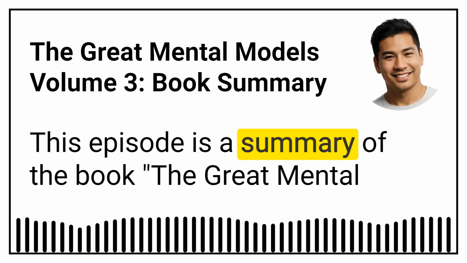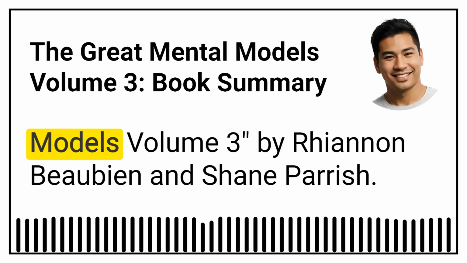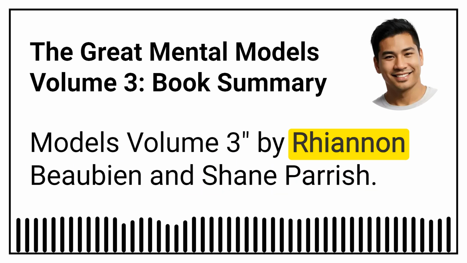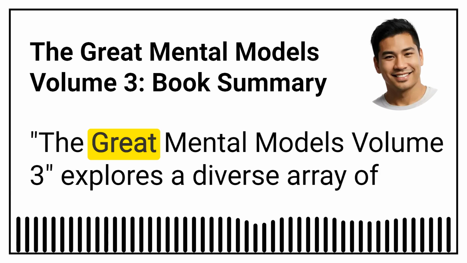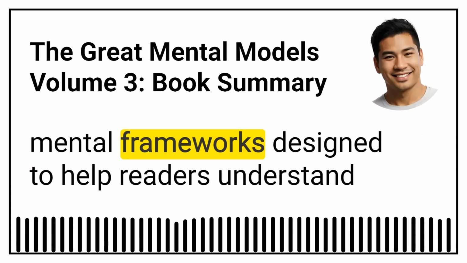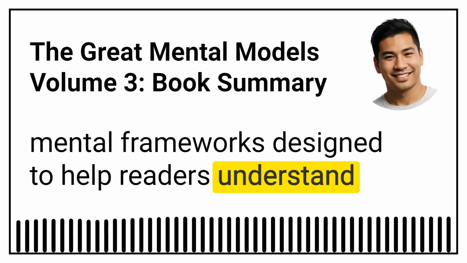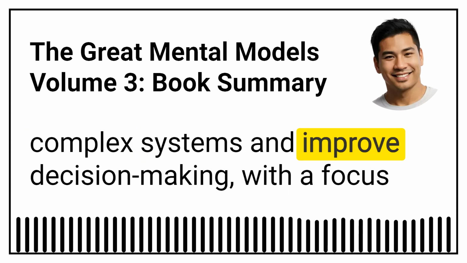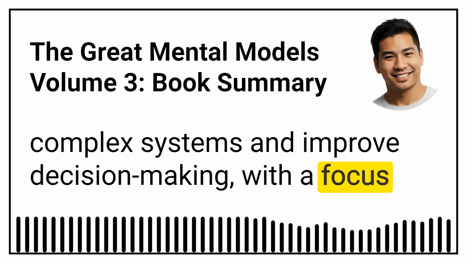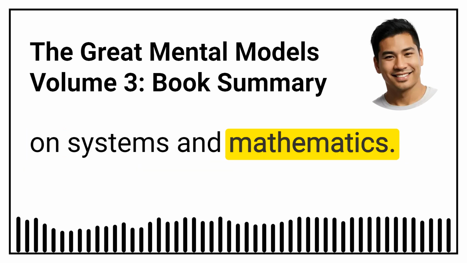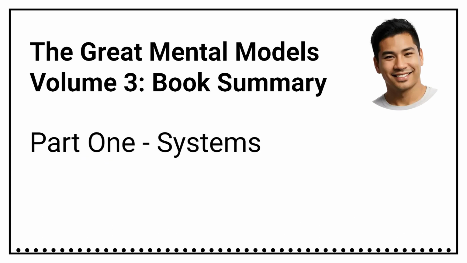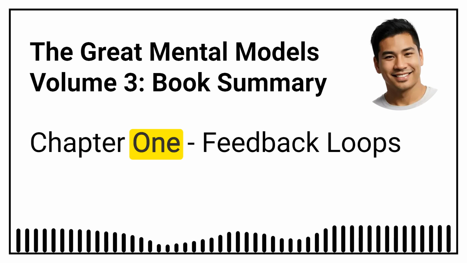This episode is a summary of the book The Great Mental Models Volume 3, Systems and Mathematics, by Rhiannon Beaubien and Shane Parrish. The Great Mental Models Volume 3 explores a diverse array of mental frameworks designed to help readers understand complex systems and improve decision-making, with a focus on systems and mathematics. Part 1. Systems. Chapter 1.